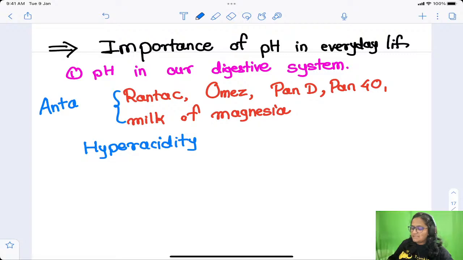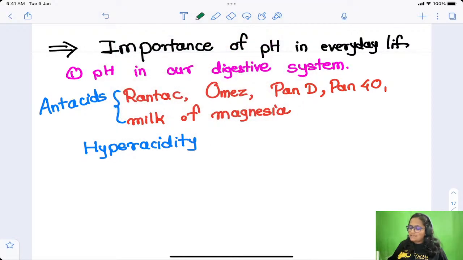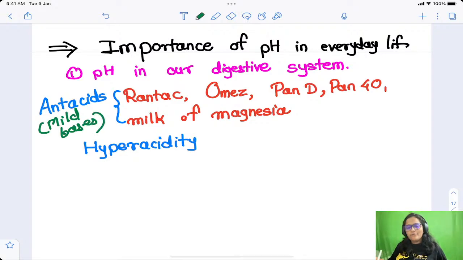So what are the antacids? Antacids are going to kill the effect of excess acid present inside the stomach, right? And therefore, as antacids are killing the excess acid present in the body, they are basic in nature. They are mild bases. Mild means not very strong; very strong bases are not required. Mild bases are enough for killing the excess acid created inside the digestive system. So this is the first factor, the pH in our digestive system.